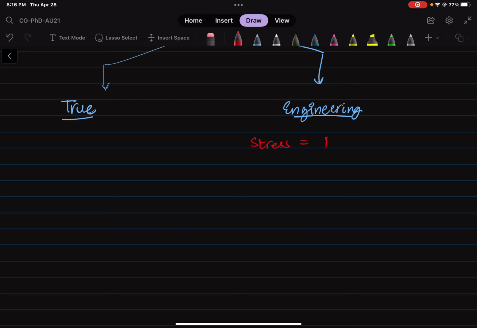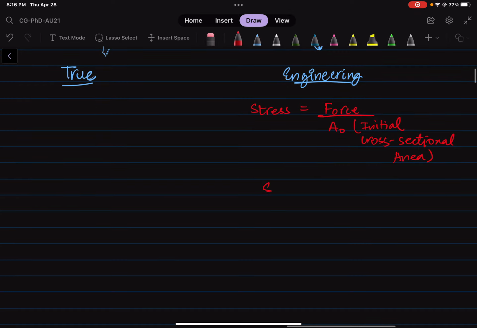this is given by the force divided by A naught, or the initial cross-sectional area, and the strain for engineering strain is given by delta L divided by L naught, or you could write this as L final minus initial L naught divided by L naught. So it's a relative change, final minus initial divided by initial.